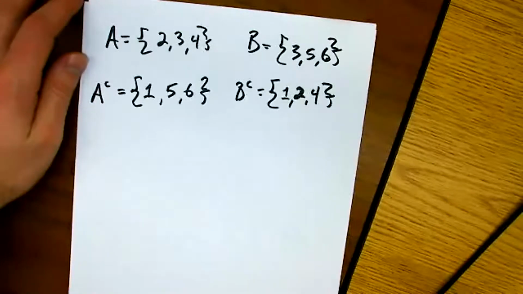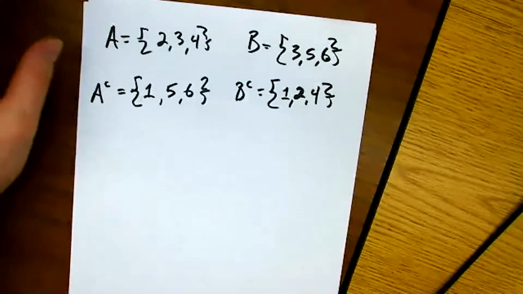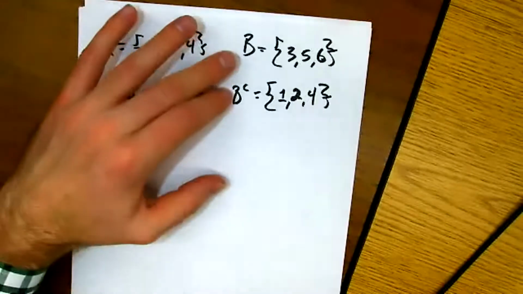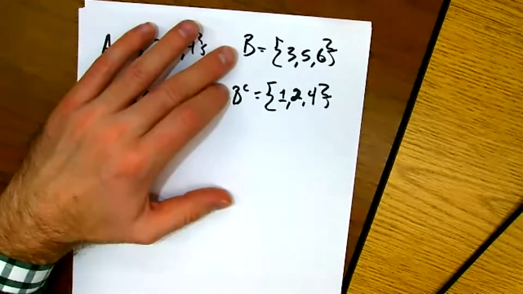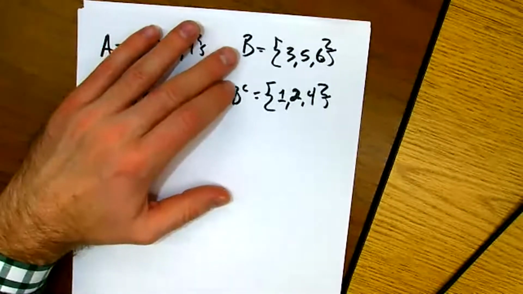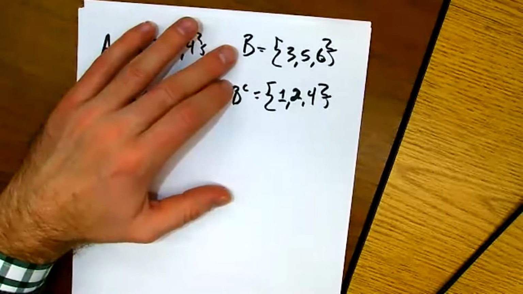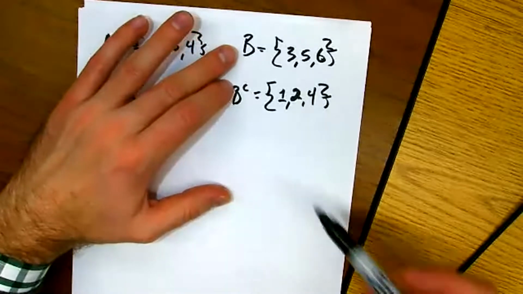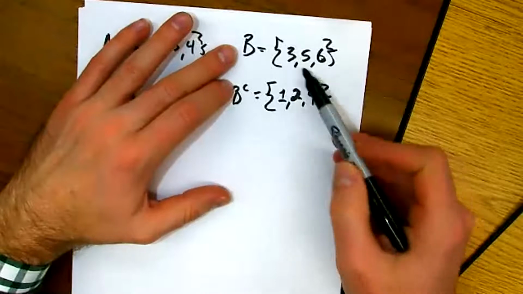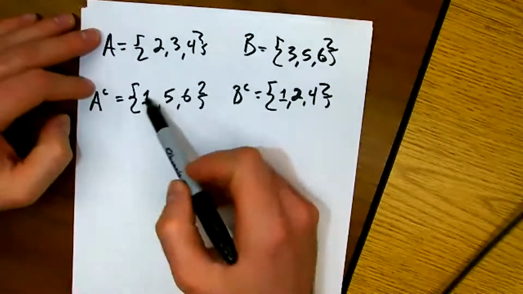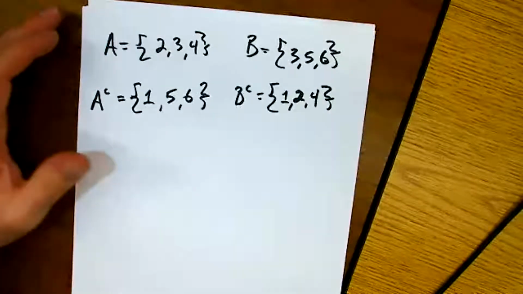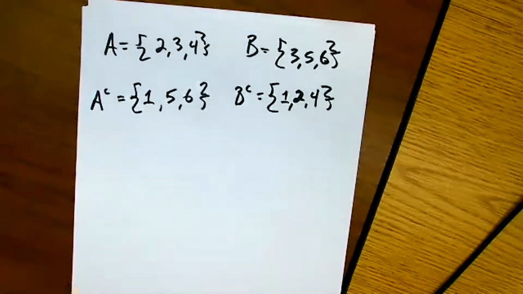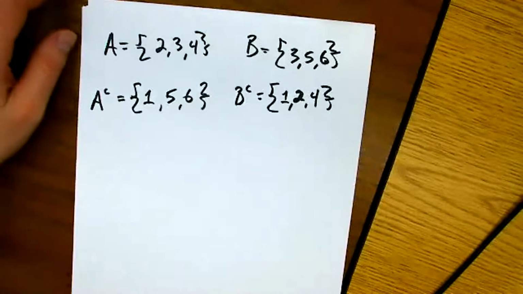Now, one thing to notice, I'll foreshadow: if I were to look at B and B complement, that should include every single possible outcome. So 1, 2, 3, 4, 5, 6. If I look at A and its complement, 1, 2, 3, 4, 5, 6. If I look at an event and its complement, that should cover every possible experimental outcome that exists, okay?